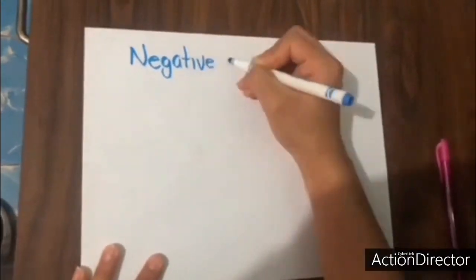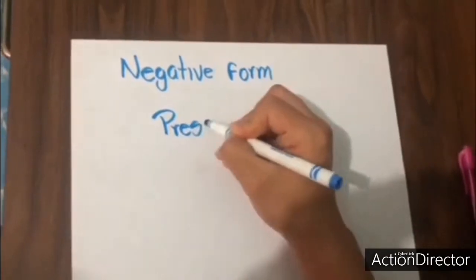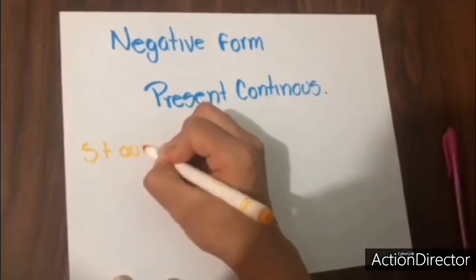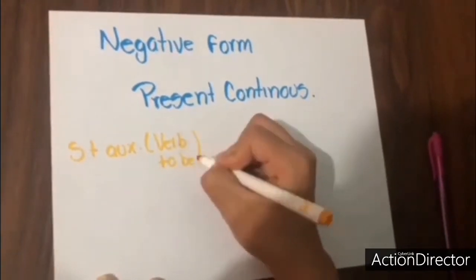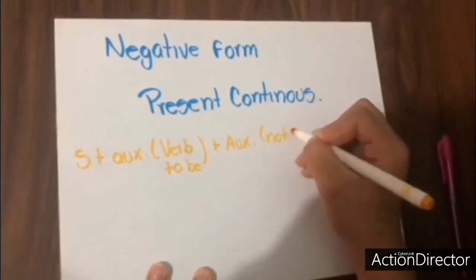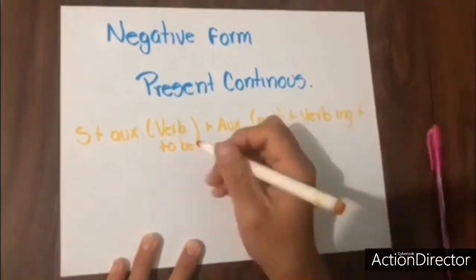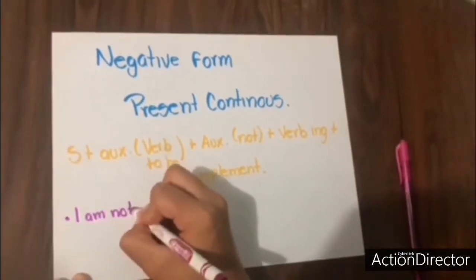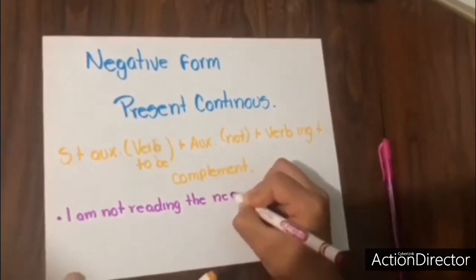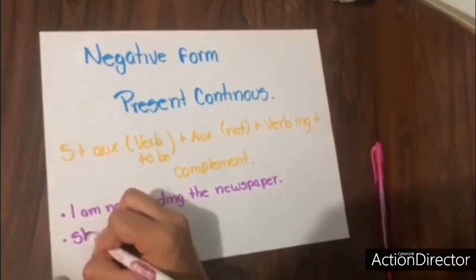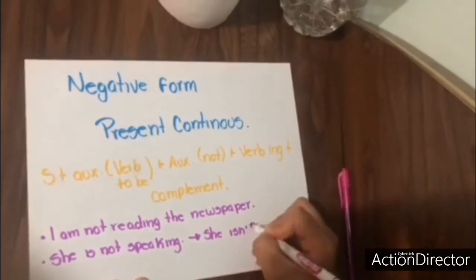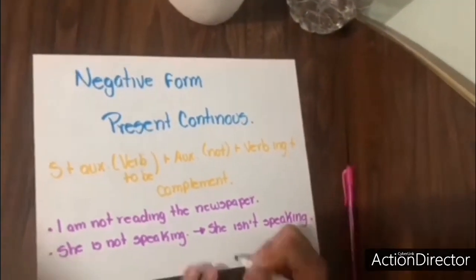Negative form in present continuous. Structure: subject plus auxiliary verb to be plus auxiliary not plus verb in ing form plus complement. For example, I am not reading the newspaper. She is not speaking German. Or she isn't speaking German.